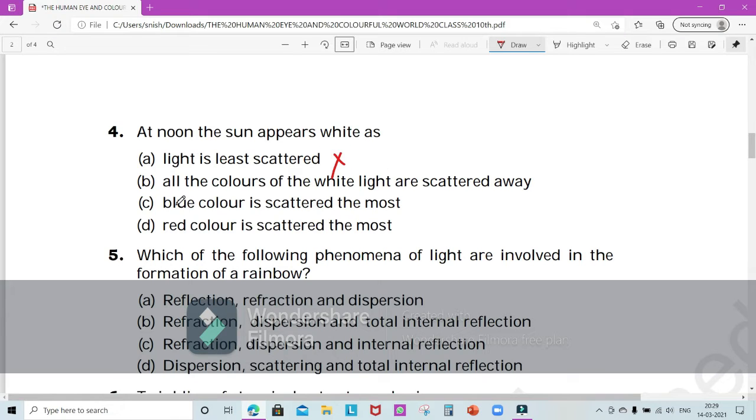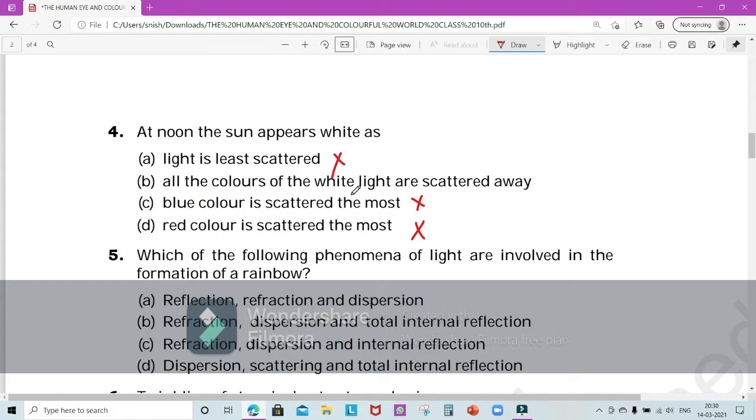We'll come to the second one. Third one is blue is scattered the most. Next is red is scattered the most. Right. When it's as such, then you have to be seeing the blue and the red color. So that's not the case. So it has to be B. Right. But then we'll see the reason as well.